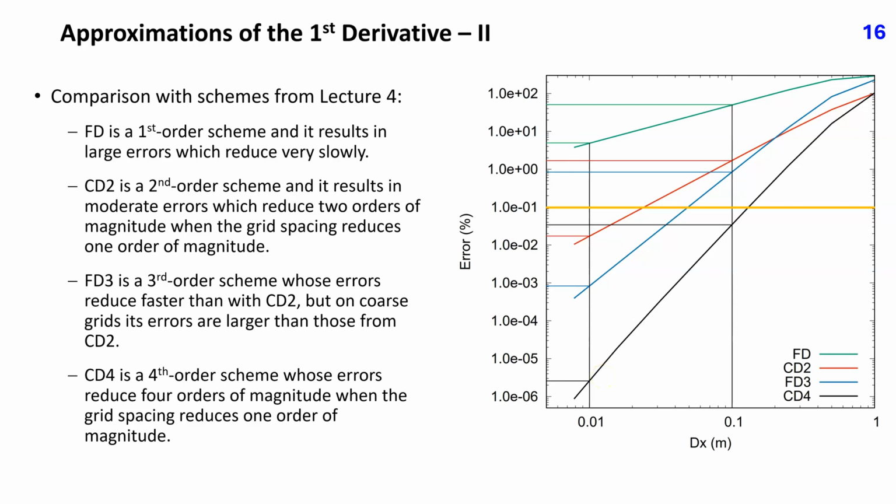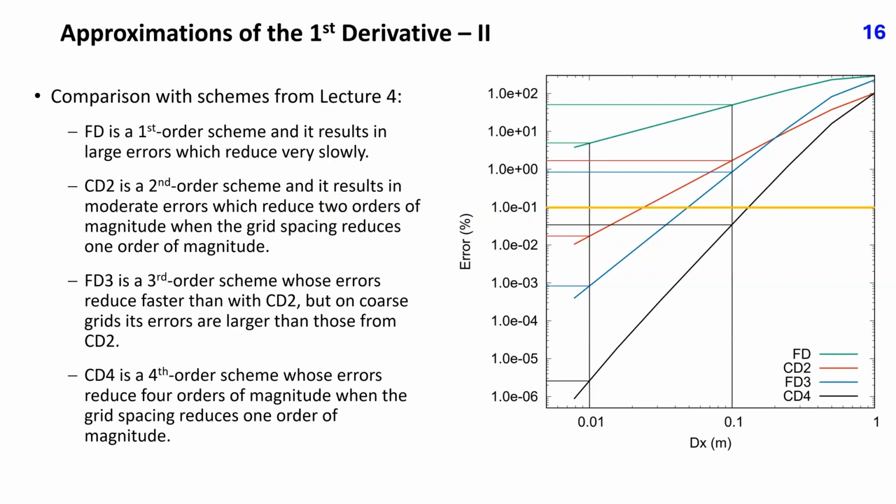If we aim to reduce the discretization error below, say, 0.1%, with CD4 we reach the goal with a grid spacing slightly higher than 0.1 meter. With FD3 we need grid spacing around 0.05 meters. With CD2 we need grid spacing around 0.02 meters. And with FT, we need grid spacing below 0.001 meter.